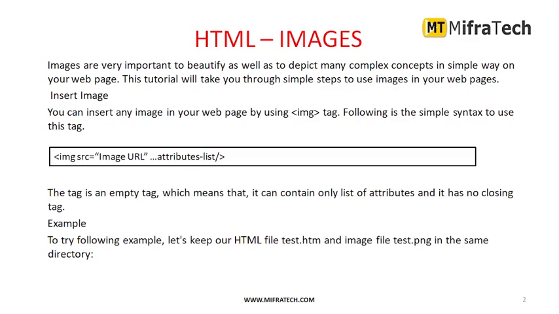The syntax is img src. Src refers to the source where the image is located: the image URL, attributes, and a closing slash. The image tag is an empty tag, which means it can contain only a list of attributes and has no closing tag.